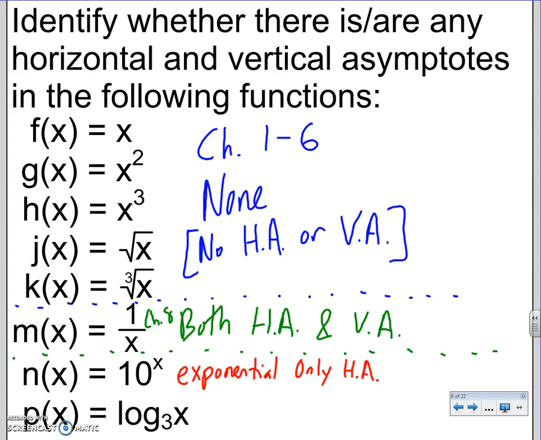And on the bottom one, the log one, remember logs, you can't log 0 or negative. So that gives us a VA. Logarithmic has only a VA. All right, you just memorize that and you're good. So only one thing has both, one thing has HA, one thing has VA, and the rest is none. So we're going to cover these 8 types.